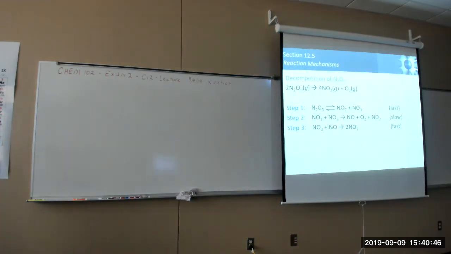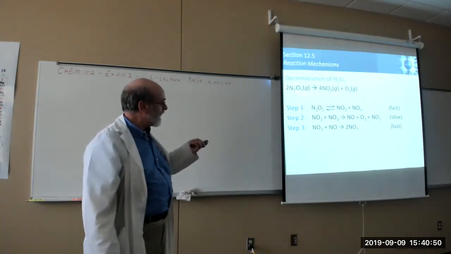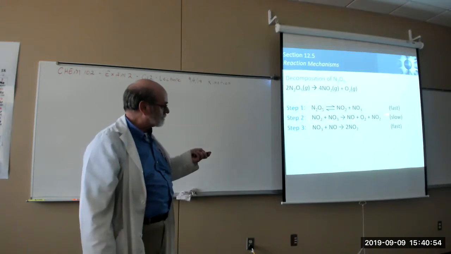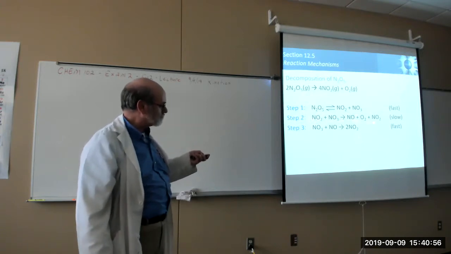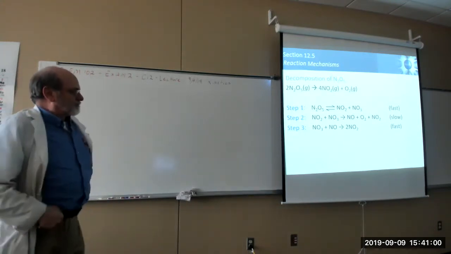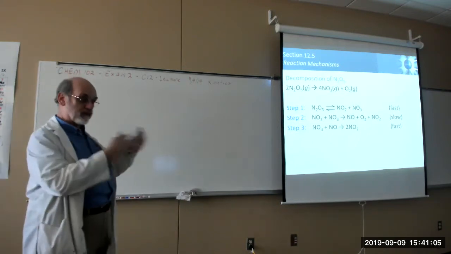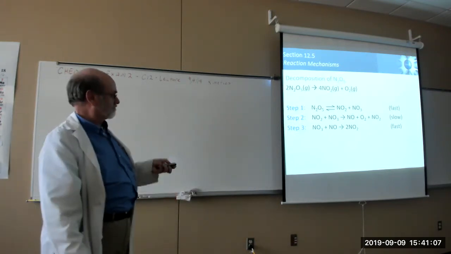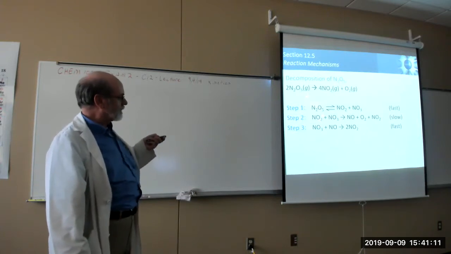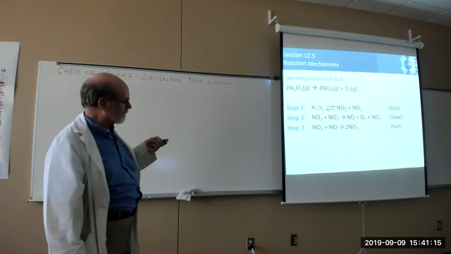Okay, so of these three elementary steps for this overall reaction, the rate limiting step is this one in the middle. And this is just for the proposed mechanism. So first of all, does it agree? Do we have two N2O5s here? There's one.